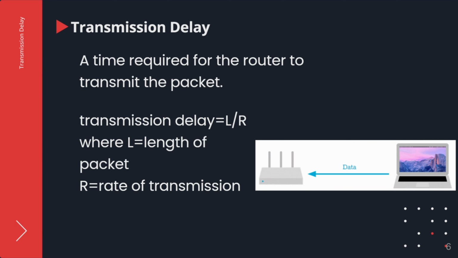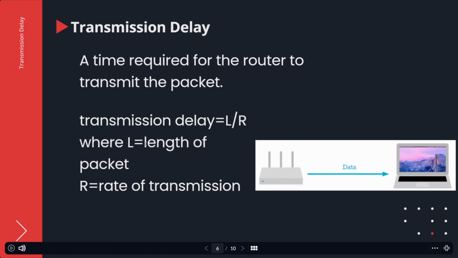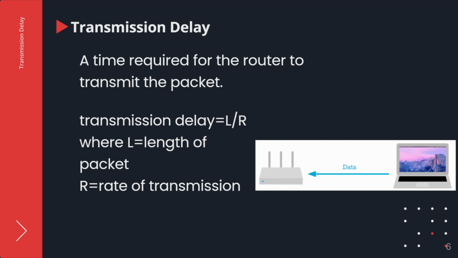Next is transmission delay, the time required for the router to transmit the packet. It means the router is transmitting data to the end device, and whatever time is taken by the router is called transmission delay. We can measure transmission delay from the equation L/R, where L is the length of the packet and R is the rate of transmission. If the length of the packet is high, then the transmission delay is high, and if the rate of transmission is high, then the transmission delay will be low.